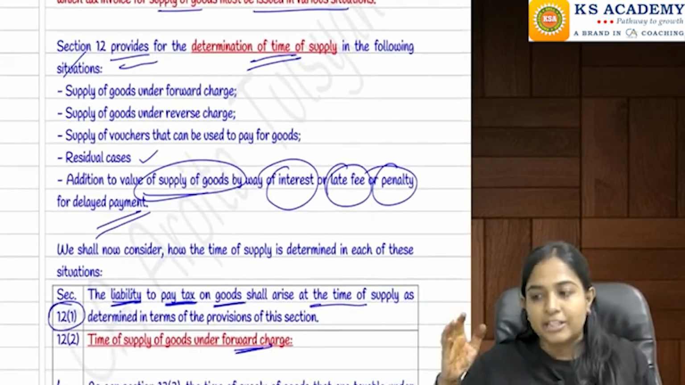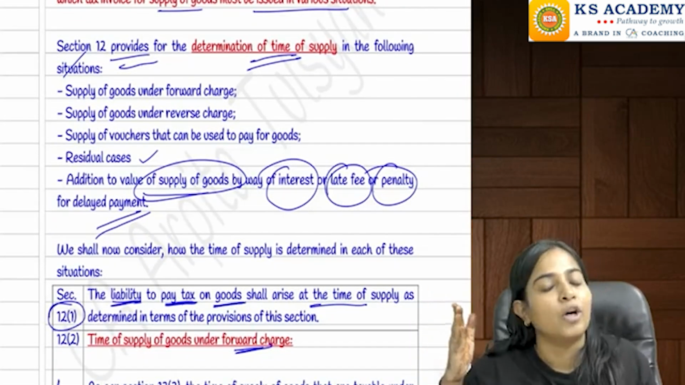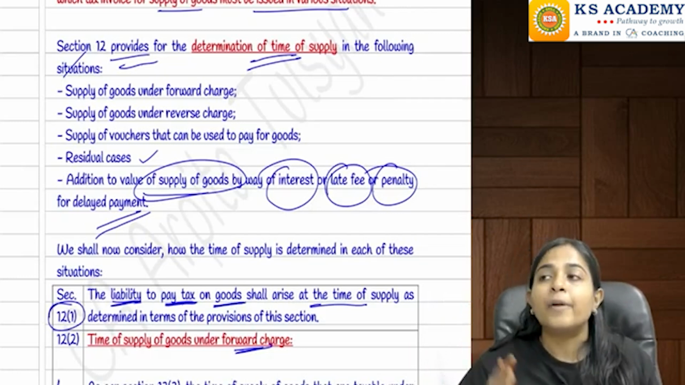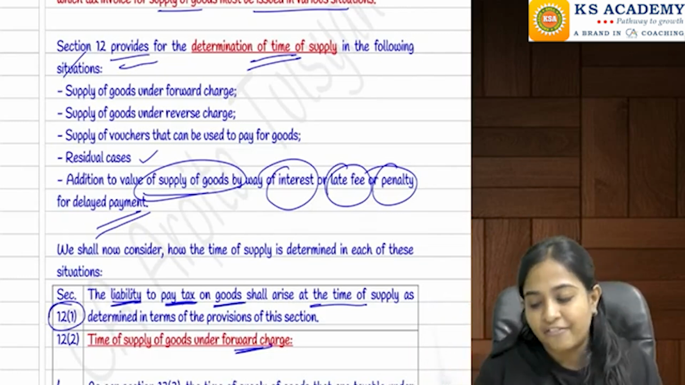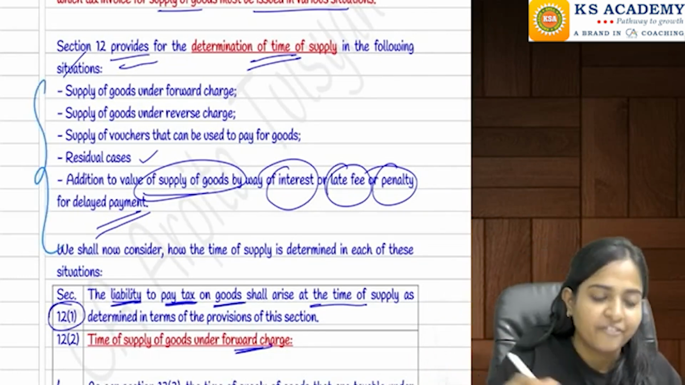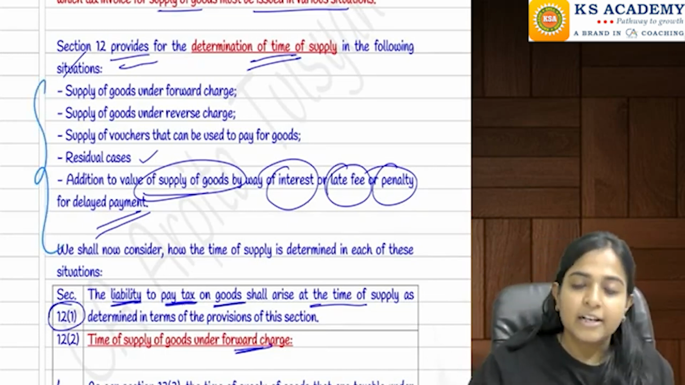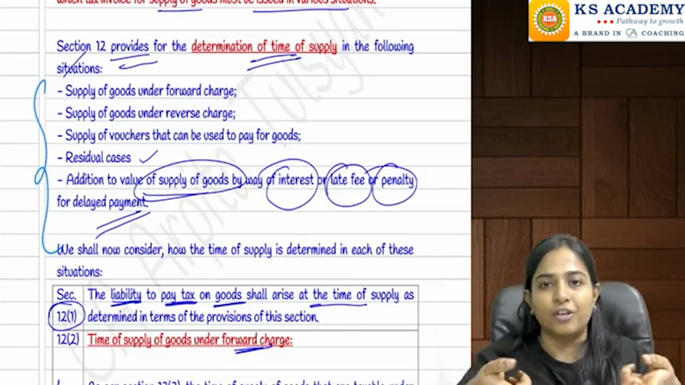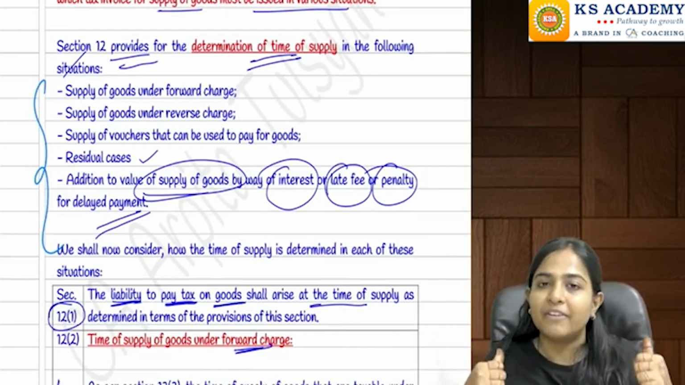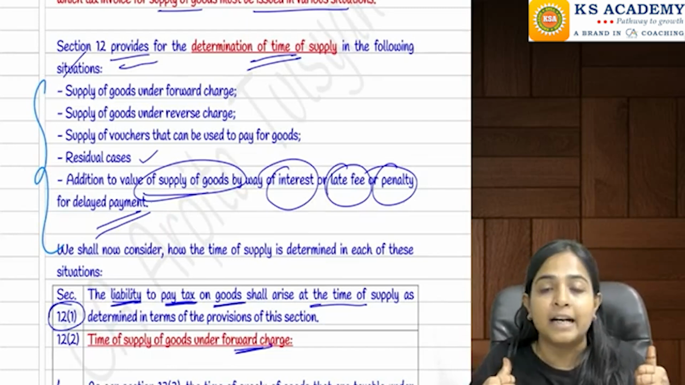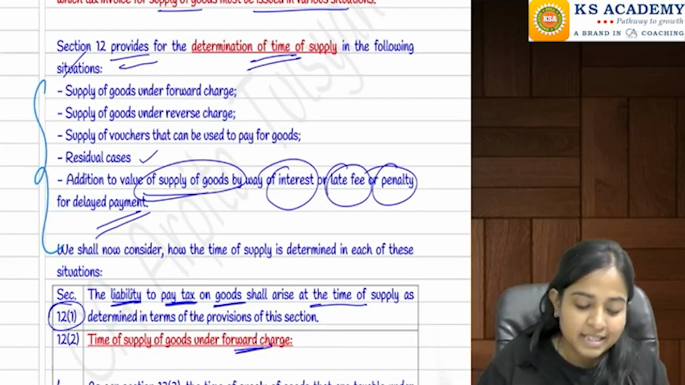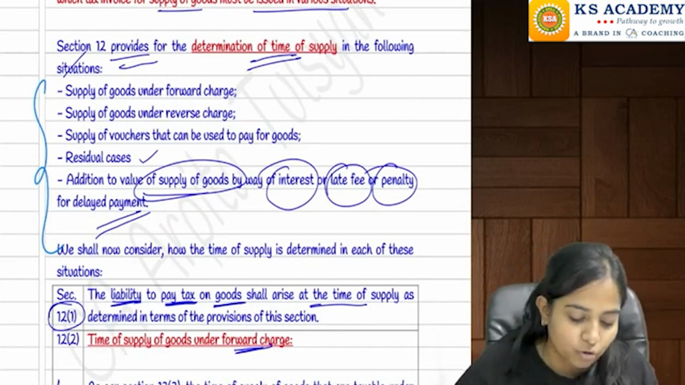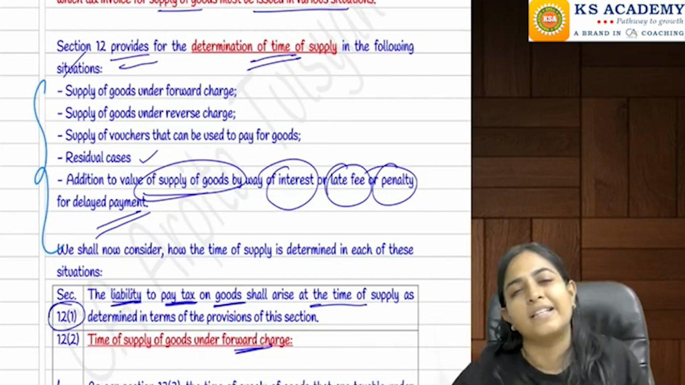Now here in section number 12, as you already know, it is going to talk about time of supply of goods. In this we are going to consider 5 cases, as you can see here. Can you see these 5 cases coming up, everyone? Yes. First one, supply of goods under forward charge. Second one, you can tell me, it will be time of supply of goods under reverse charge. Next one, supply of vouchers, for example Sodexo coupons, etc. Fourth one is your residual cases.